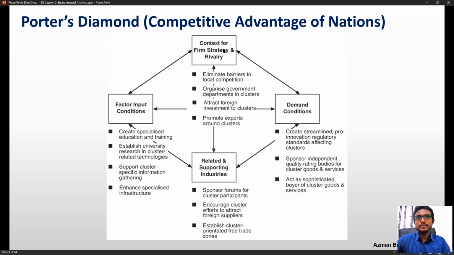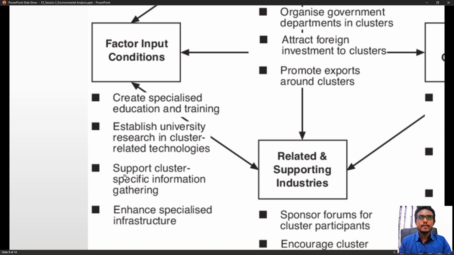Generally, you have the context for firm strategy and rivalry, the demand condition side, the related and supporting industry side, and the factor conditions or factor input conditions. Now, under each of these 4, you can carefully go through some additional elements I've included so that you get a thorough understanding of what each of these conditions means. Let me take one example. Under factor input conditions, you are looking at your specialized education and training capabilities. Can you establish university research in cluster related technologies? Will universities be friendly, support cluster specific information gathering and enhance specialized infrastructure?